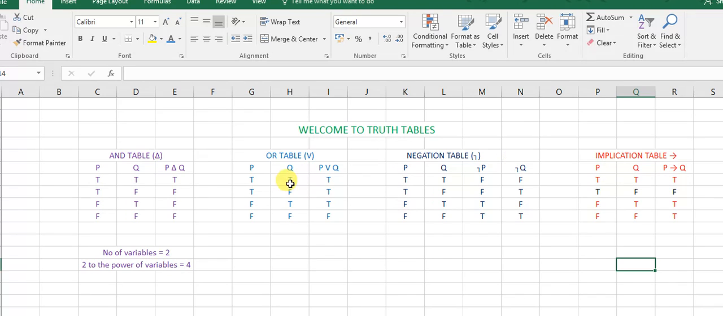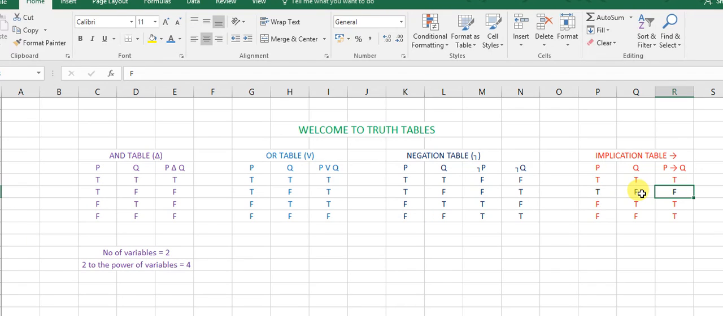It's more or less like an OR table. You will always get a true value. The only way you will get a false value in your result would be because of this, when you have a true on the left hand side and false on the right hand side.